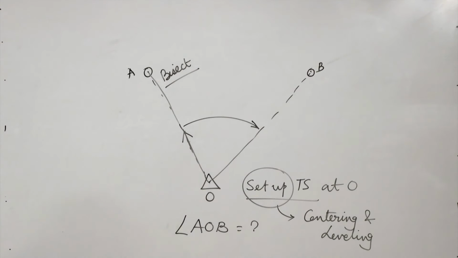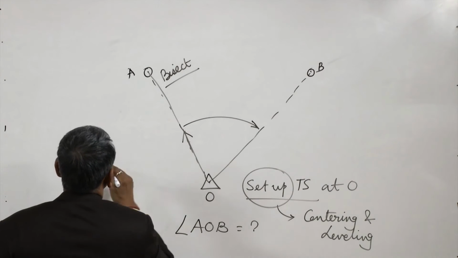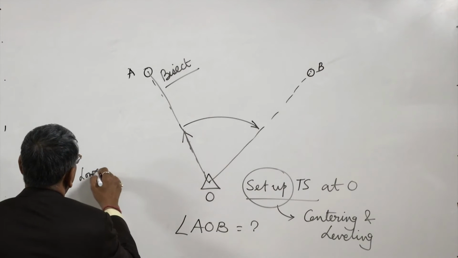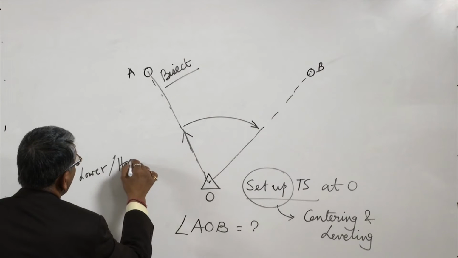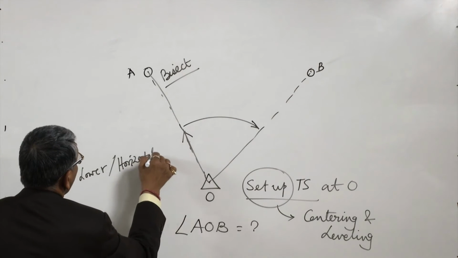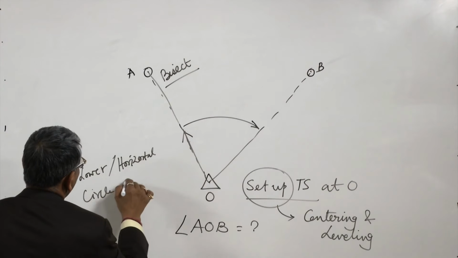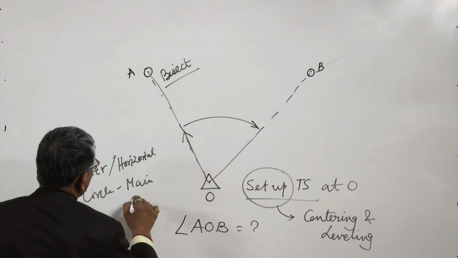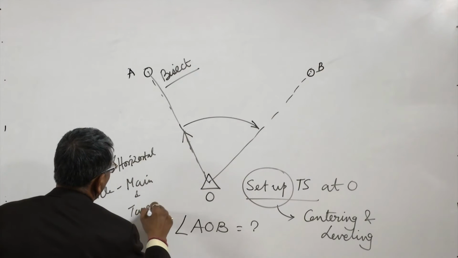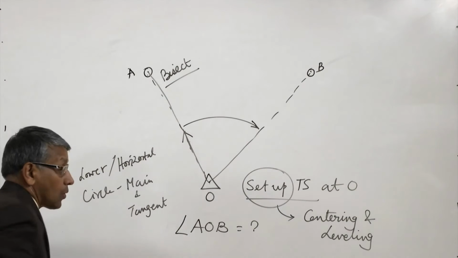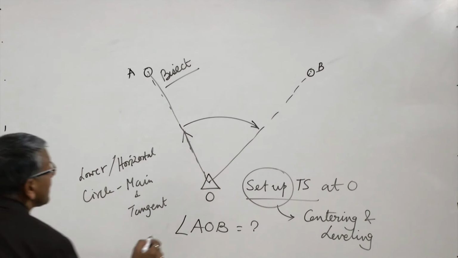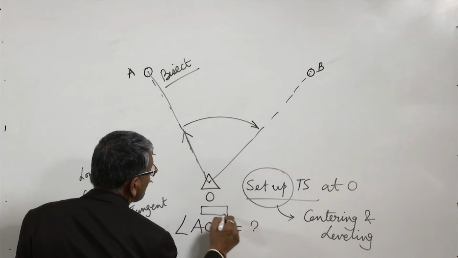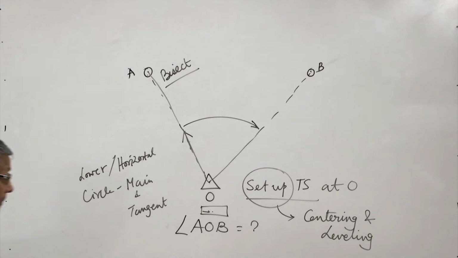Now once this has been done by using the telescope, we should first make use of the lower horizontal circle main screw and tangent screw to perfectly bisect this object O. As we make it perfectly bisected, whatever reading is displayed, we will make it 0.